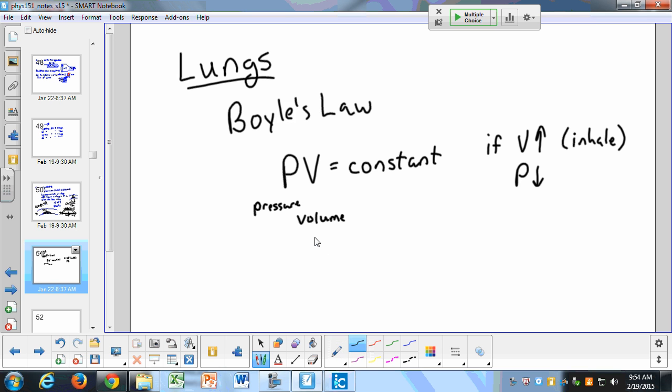All right, so anyway, lungs, just Boyle's law. If the volume increases, that means the pressure decreases. All right, let's see. Let's look at the eye.